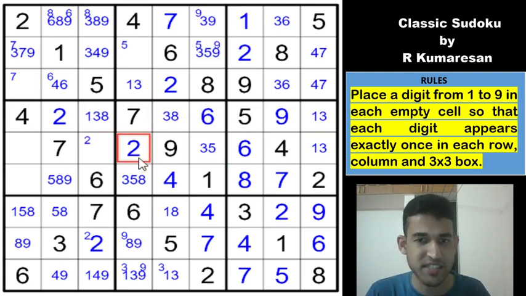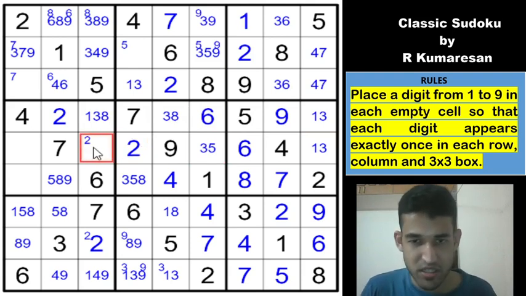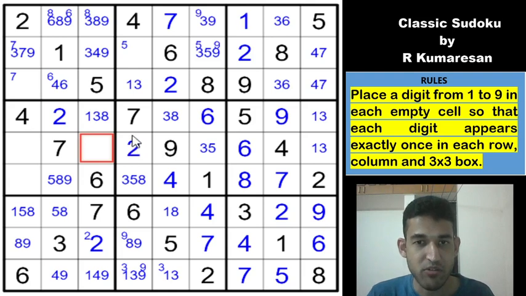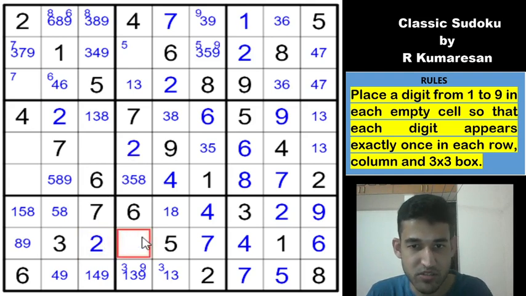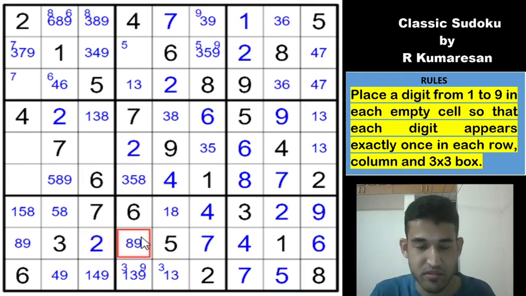I'm sorry for erasing the digit and writing again, because by mistake I started solving in the problem mode, and this is something I would like to avoid. I keep forgetting. I solve in problem mode, I cannot remove the corner pencil marks. So this will be 8 and 9.